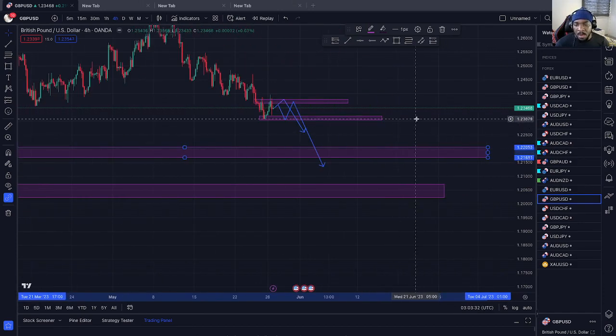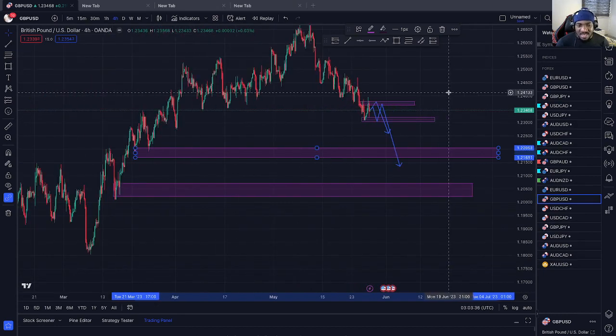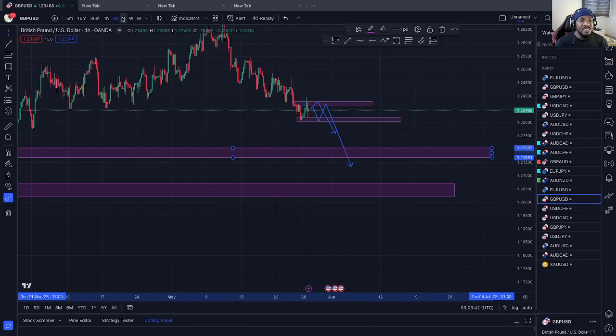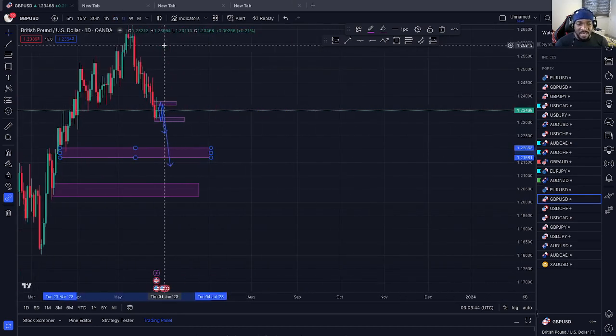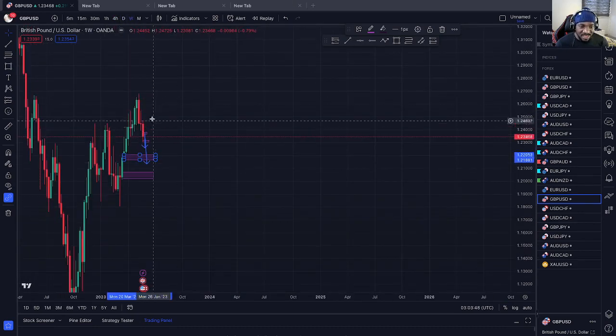Because how you know the price is about to reverse is when you talk about candlesticks. This is where candlestick comes into place. And when you go to the daily time frame, or the weekly time frame, you could see that we are having this big sell, this big candle.